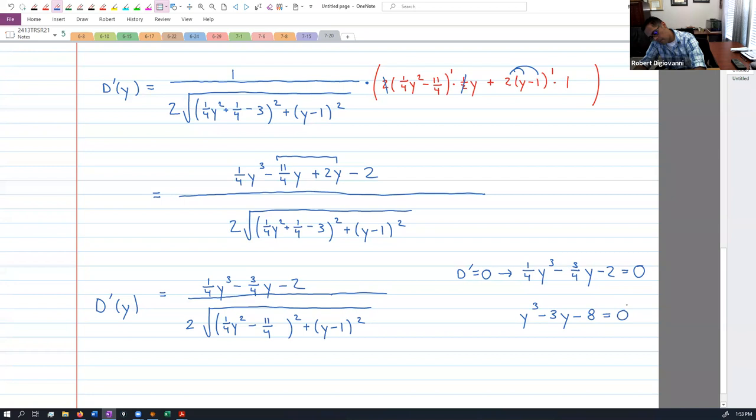Multiply that by 4, that by 4, that by 4. And this equation is not a quadratic equation, right? And we do not have a way of solving this. Well, we don't have a quadratic formula for this, right? Cubic. Right. I wonder, is there a cubic formula?